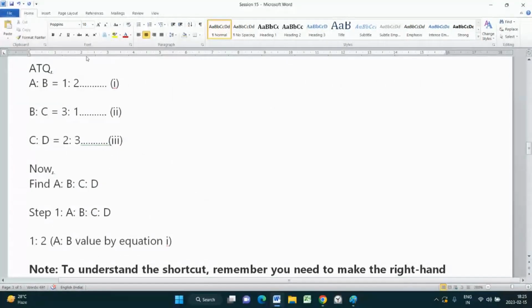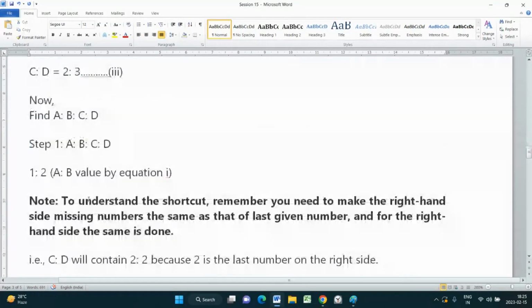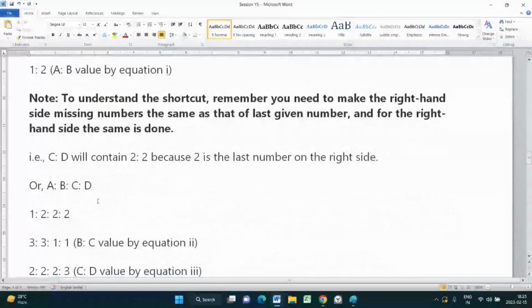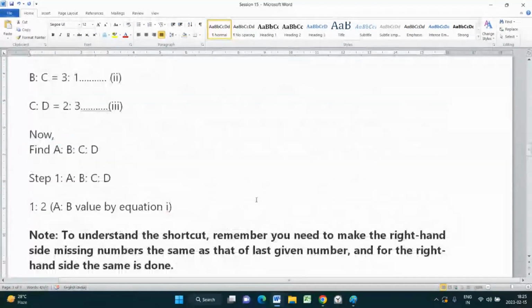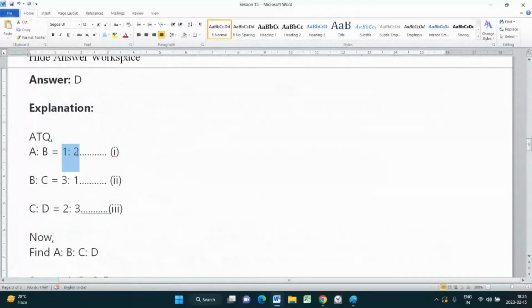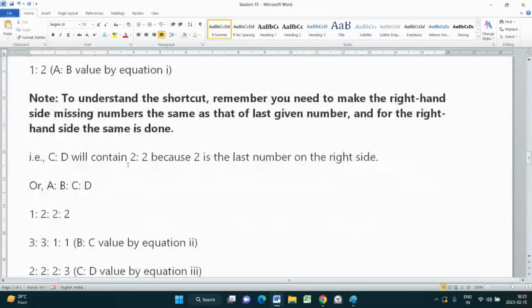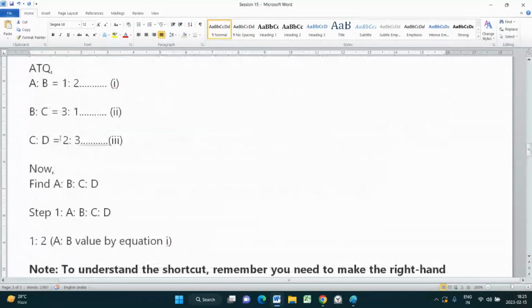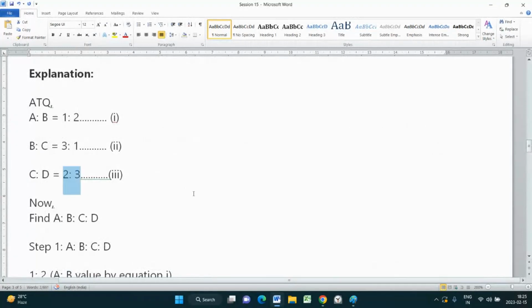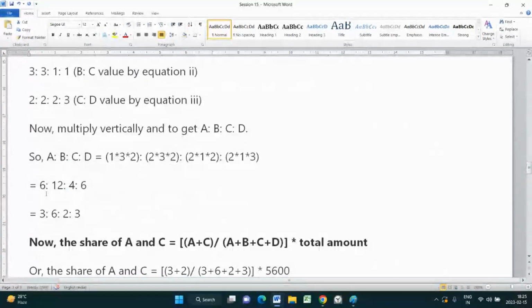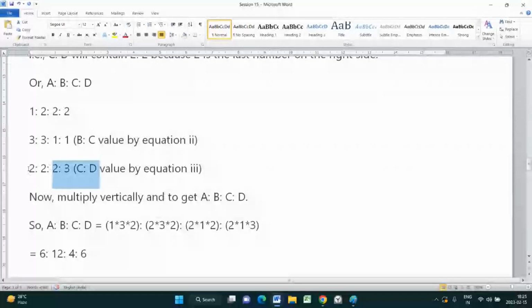So A is to B is 1 is to 2, B is to C is 3 is to 1, C is to D is 2 is to 3. Again we are going to do missing number. 1 is to 2 is to 2 is to 2, because the first term is 1 is to 2. We are repeating that. Next we are taking 3 is to 1, the second one. 3 we are copying here and 1 we are copying here. Next, the third statement is 2 is to 3. We have 2 is to 3 here and we are copying 2 here.